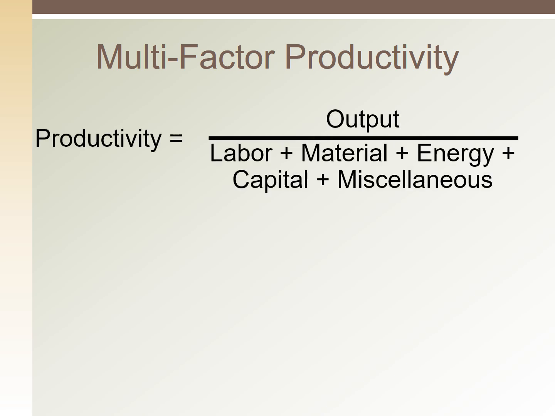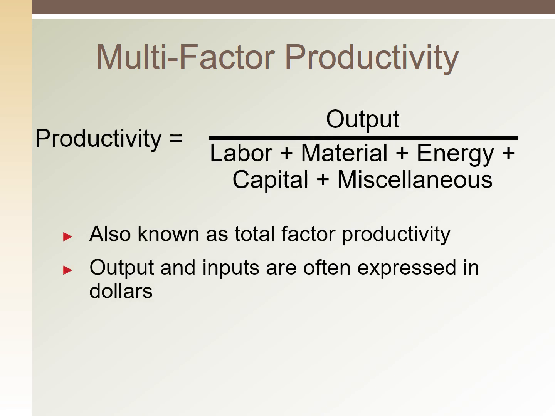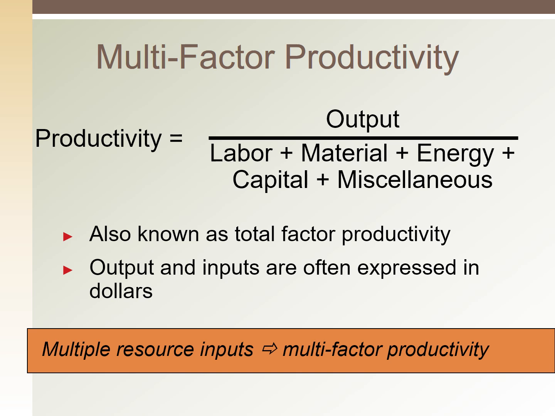Multi-factor productivity is the output divided by labor, material, energy, capital, and any other miscellaneous costs. This method is also known as the total factor productivity, and the outputs and inputs are often expressed in dollars.